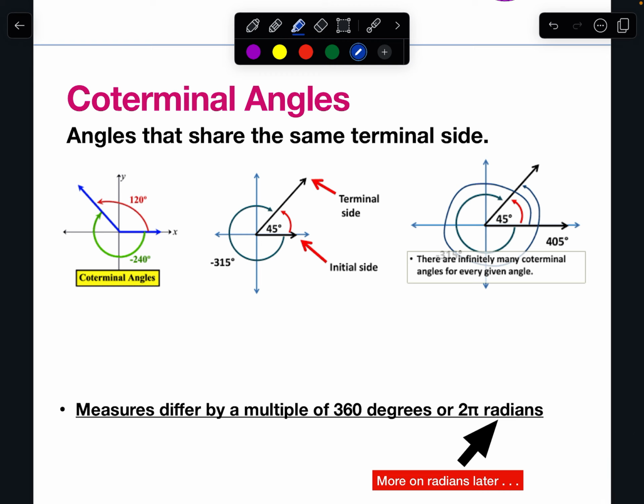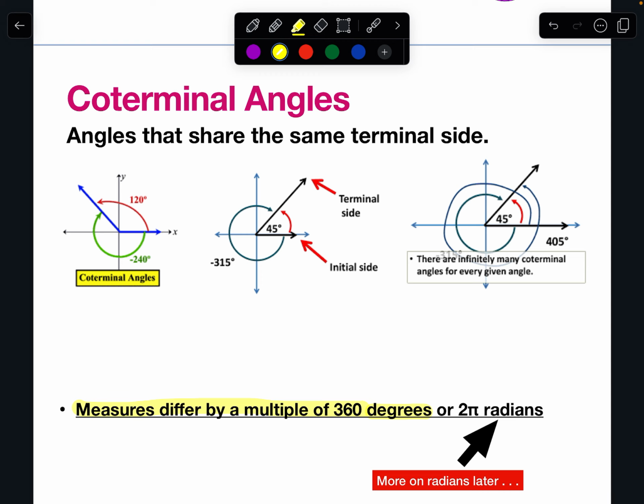So graphically, if you sketch an angle and the terminal side ends up in the exact same place, those angles are coterminal. But it's possible for us to calculate coterminal angles as well by adding or subtracting 360 degrees, or 2 pi radians, which we'll talk more about later. We could add or subtract 360 degrees multiple times to generate more and more coterminal angles. It's like spinning around once, but then spinning around again and again and again. You could be facing the same direction, but you've spun around multiple times.